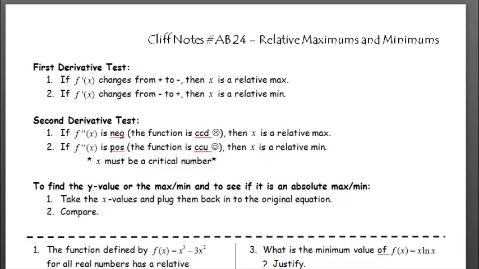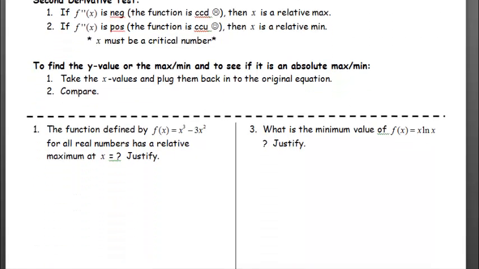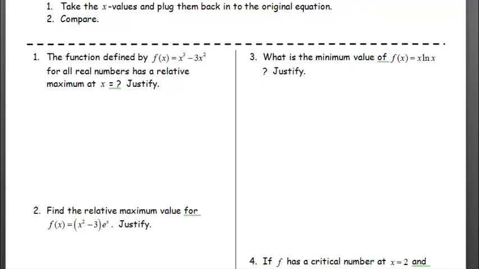So let's find relative maxes and mins. We have the first derivative test, the second derivative test, and some information about finding the y value. All right, so we have a function for all real numbers, and it tells us that it has a relative max at x equals blank, and that's what we're supposed to find.